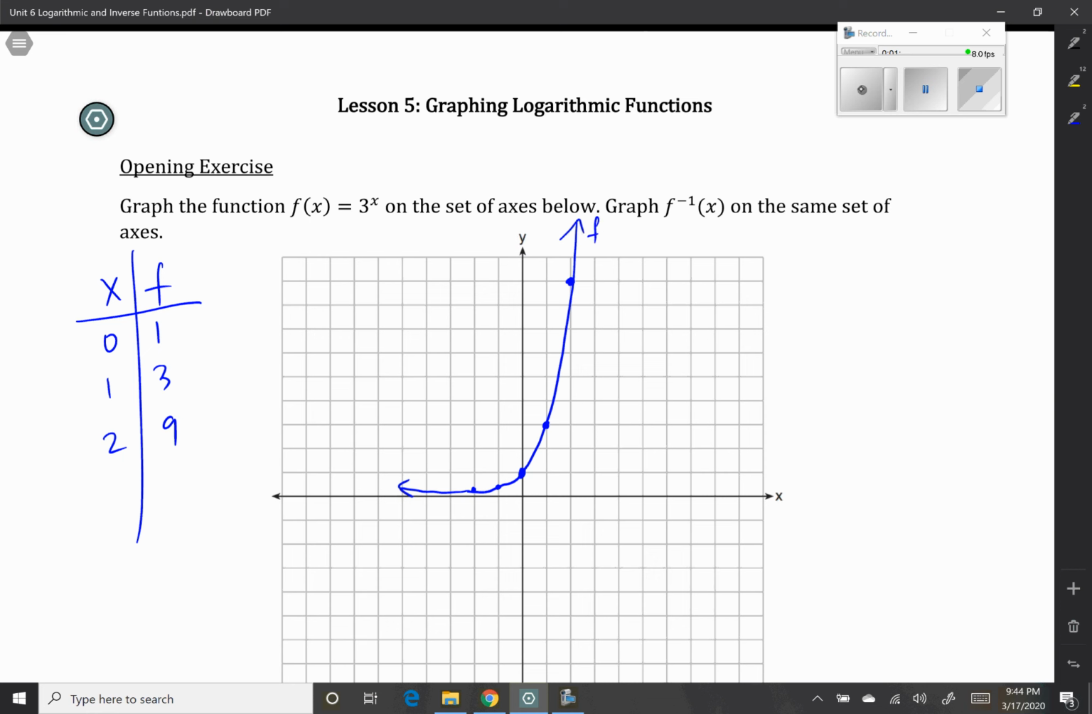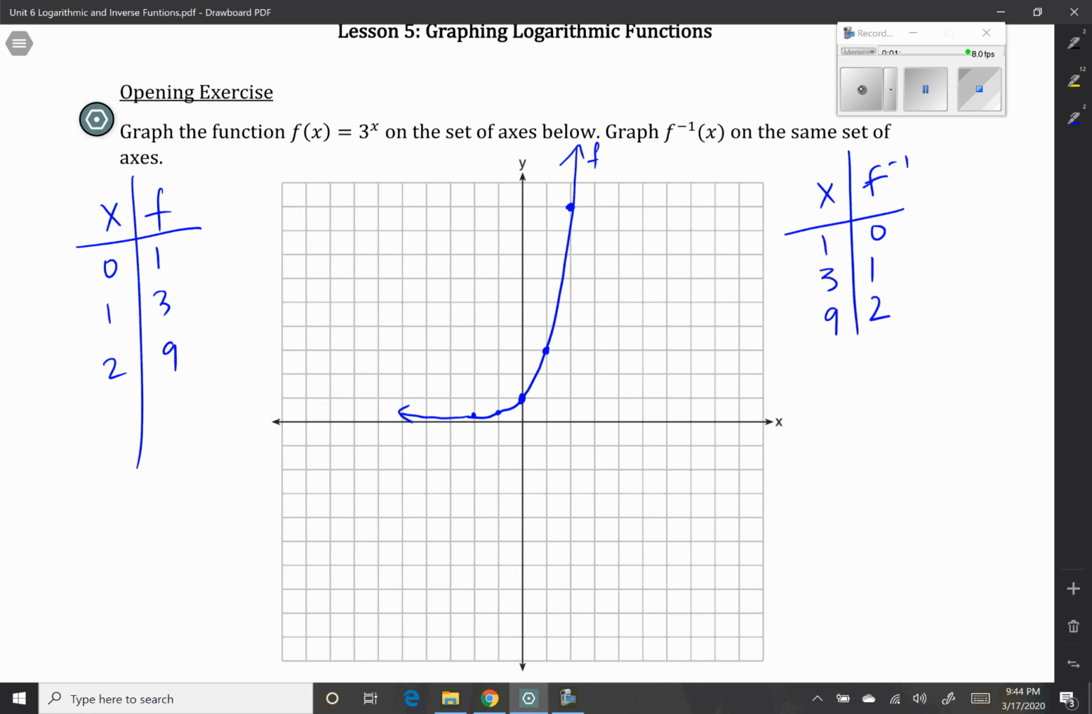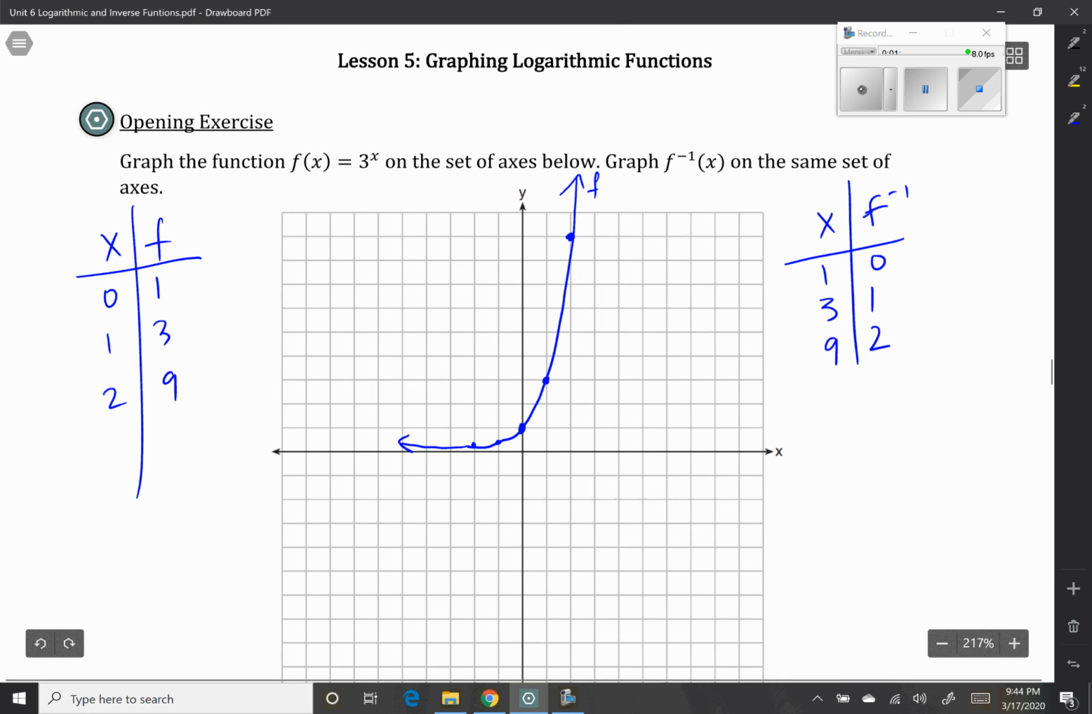Now, if I want to graph the inverse of f, I'm going to take all of those points that we know about f and flip them. So I'm going to have (1, 0), I'm going to have (3, 1), and I'm going to have (9, 2). Essentially what I'm doing is I'm changing the inputs and the outputs here.